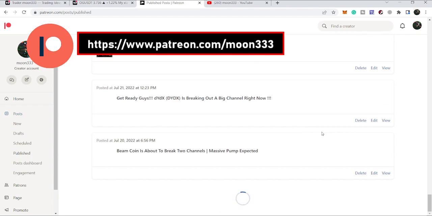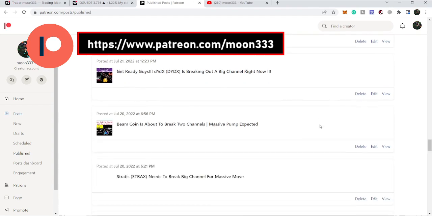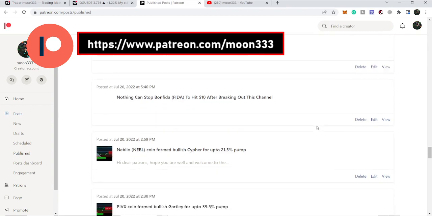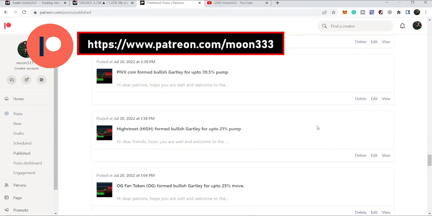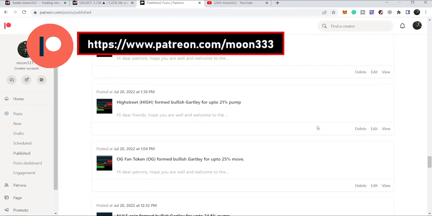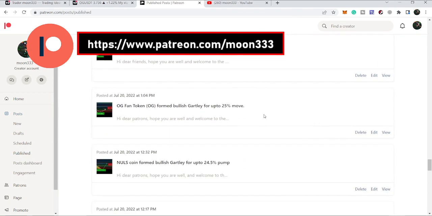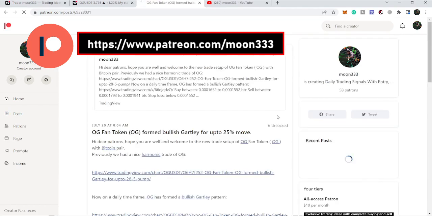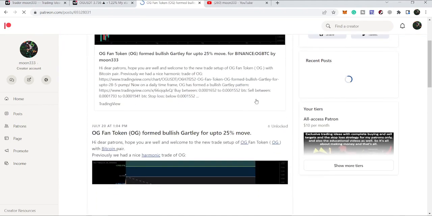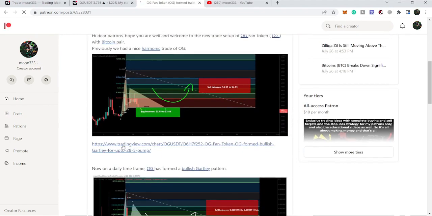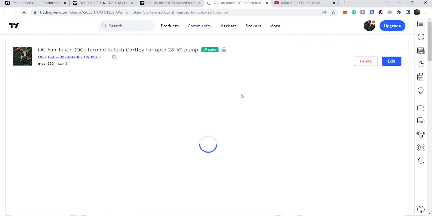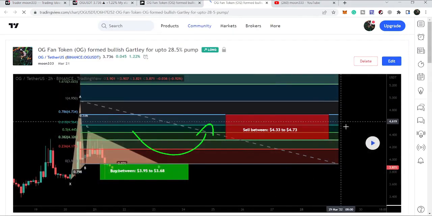First of all, let me begin with my recent trade setup of OG Fan Token that I shared with my members on the Patreon on 20th of July. That was a harmonic bullish reversal Gartley move that OG Fan formed on the 4-hour time frame chart. And by the way, before this, OG Fan also formed another harmonic move, and that was also a bullish Gartley move. First, let me show you the previous move that I shared in the month of March.